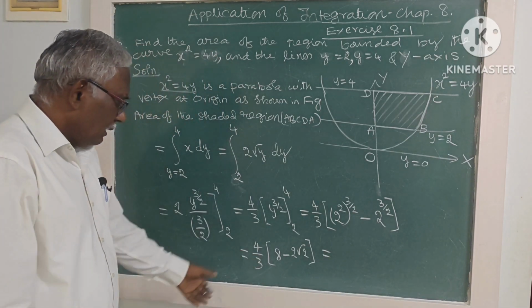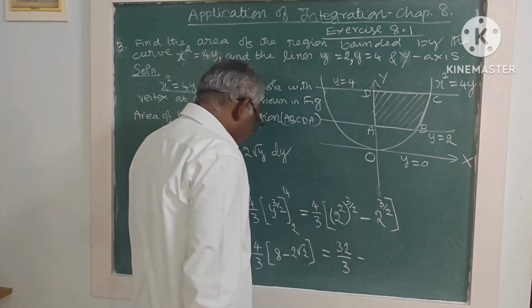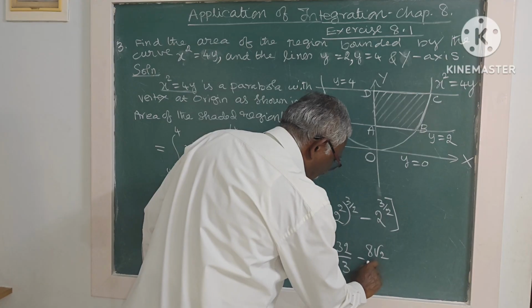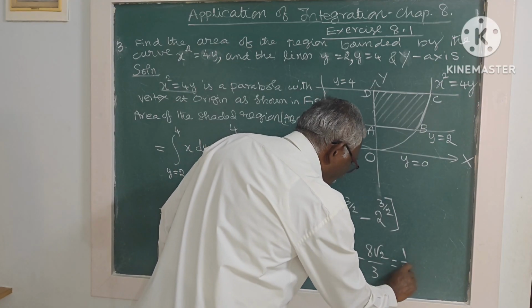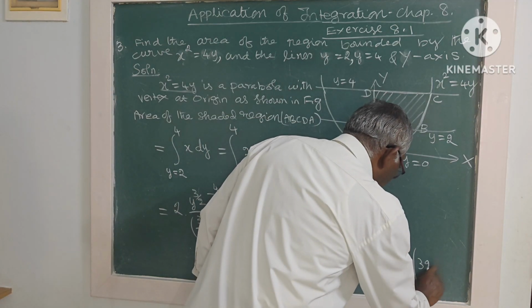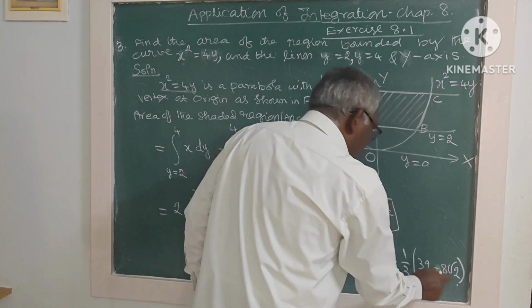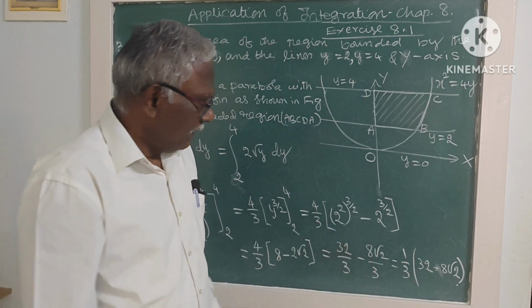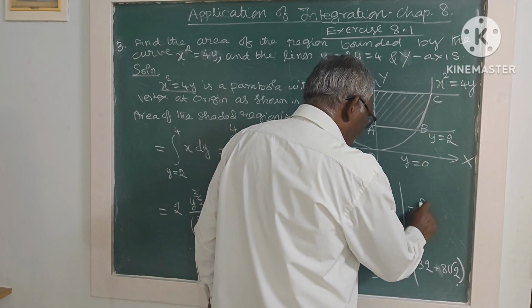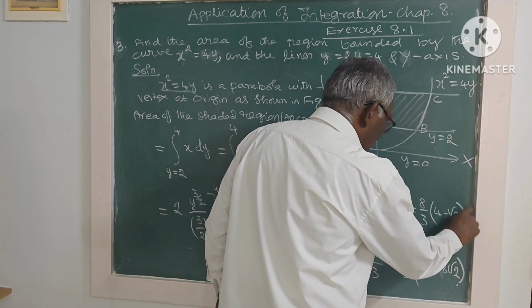So this is equal to 32 by 3 minus 8 root 2 by 3. So 1 by 3 times 32 minus 8 root 2. Or we can take 8 outside, 8 by 3 times 4 minus root 2 square unit.